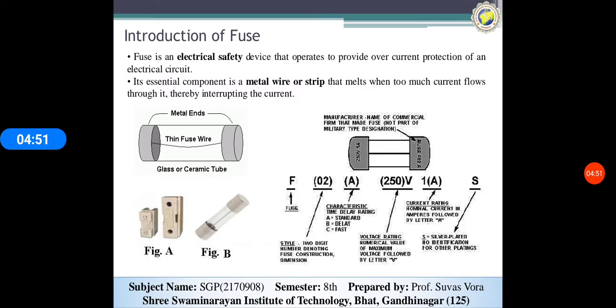Fast means instantly clearing the fault. In our power system some equipment is more delicate, so it must remove the fault instantly. At that time the C type is used, applied at 250 volt. Yes, we know the voltage rating, 1 ampere means the capacity of the fuse is 1 ampere, and S is silver plated. So this is the basic introduction of the fuse.